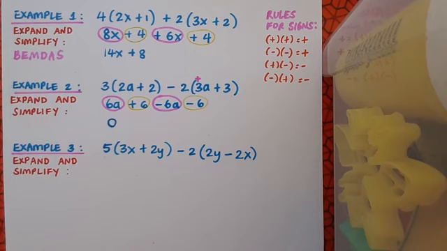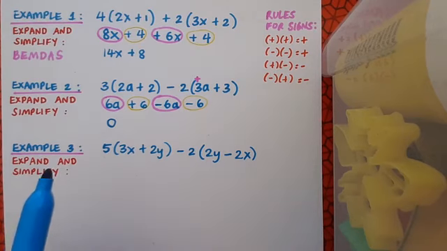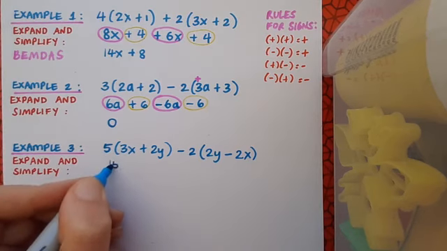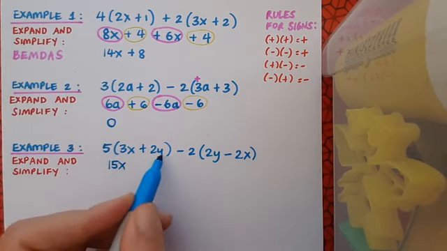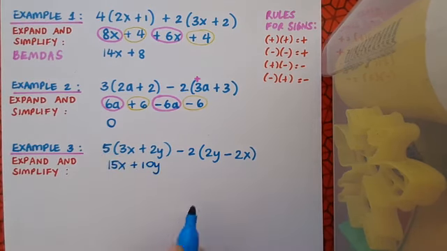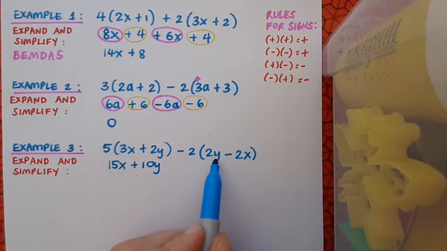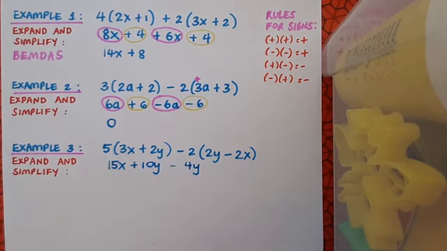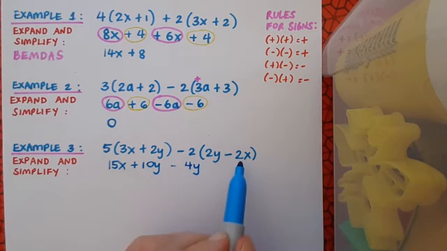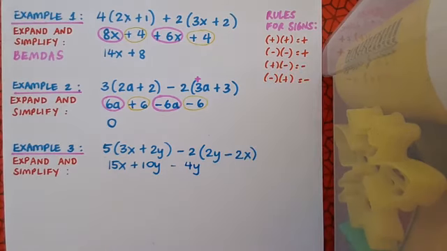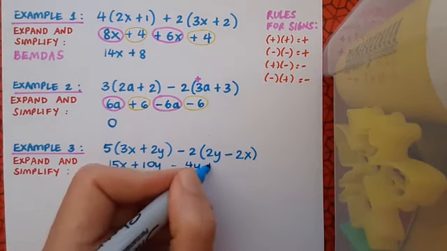Okay, multiplication first. So 5 by 3x is going to give me 15x. 5 by plus 2y is going to give me plus 10y. Minus 2 by 2y is going to give me minus 4y. And then finally, minus 2 by minus 2x, well, a minus by a minus. Let's go back up and refer to this. A minus by a minus makes a plus. So that's going to give me plus 4x.